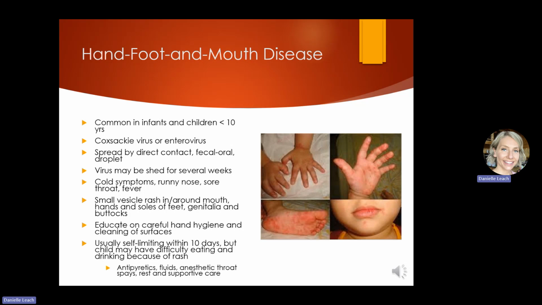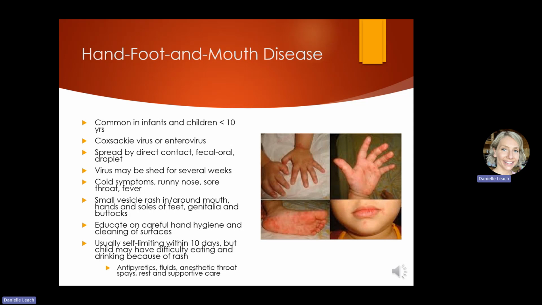So the main problem with this one is that if it's around the mouth, the child may not want to eat and drink, so they could become dehydrated. The rash isn't very comfortable. It can be very painful. So the child may not want to eat or drink if the rash is around the mouth or even in the mouth. So that could be one reason why they are possibly admitted. But again, usually this is just taken care of at home.